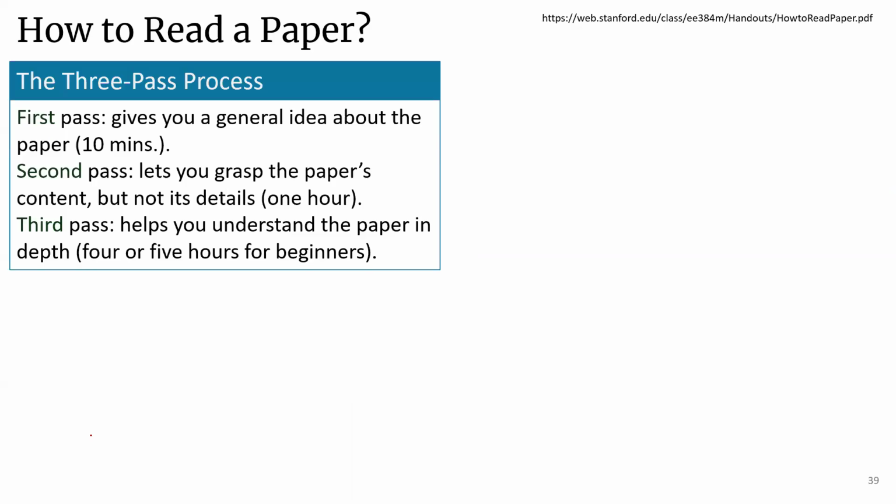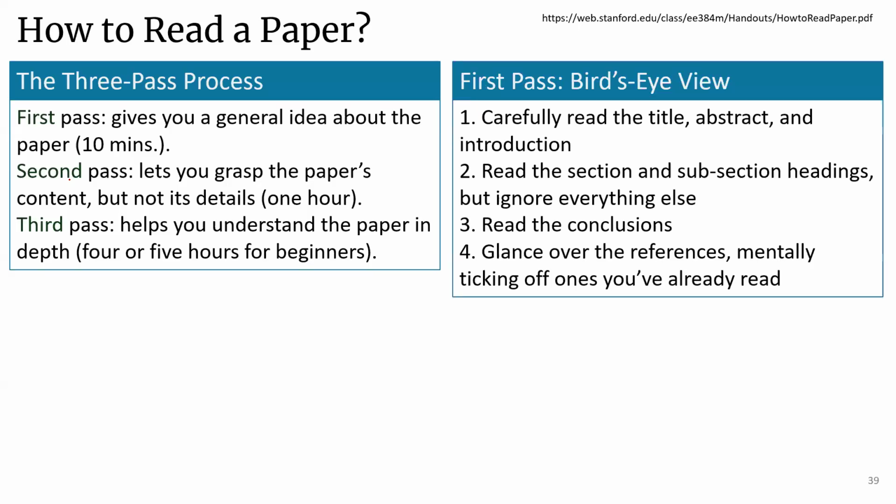When you start reading a paper, one thing that we must understand is we should not start reading from the very first sentence to the very last sentence. You should go for a hierarchical approach. It's a three-phase process. The first pass gives you a general idea about the paper, 10 minutes. The second pass lets you grasp the paper's content, but not in detail, 1 hour. The third pass helps you understand the paper in depth, 4 or 5 hours for beginners. Usually it takes more time for me for paper understanding.